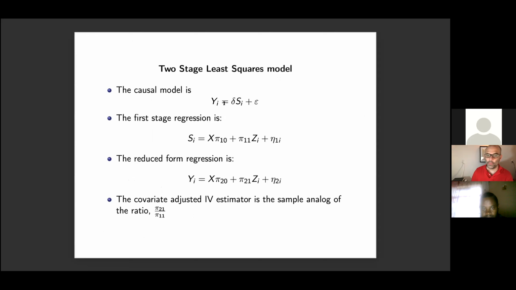All right, so the causal model, first stage. They want to know delta. Years of schooling is just one random variable. Schooling is going to be a function of both covariates and the instruments. The reduced form regression: covariates and instruments.